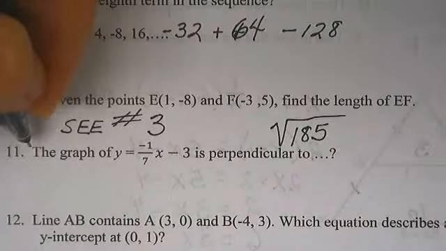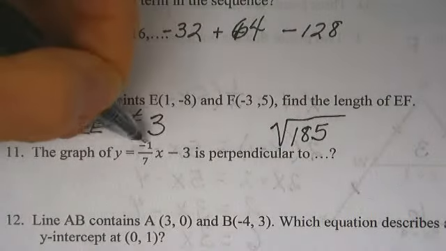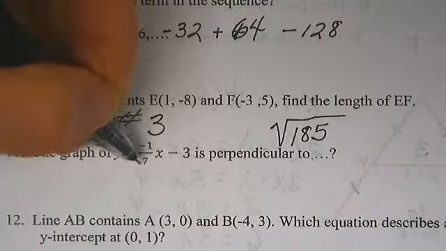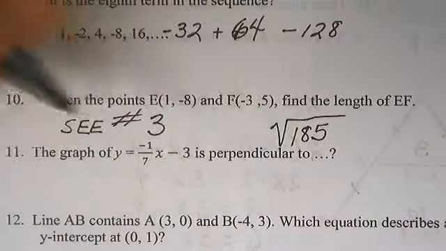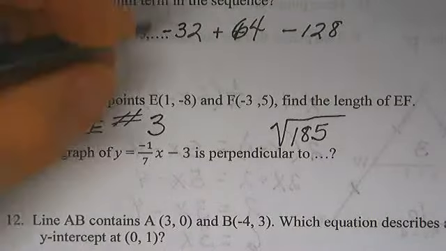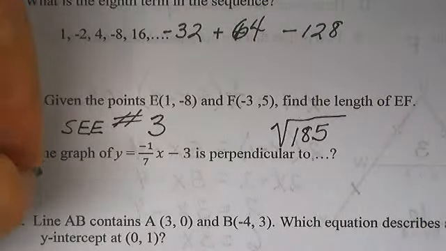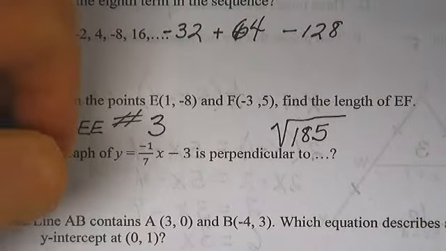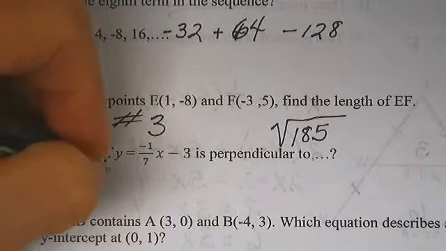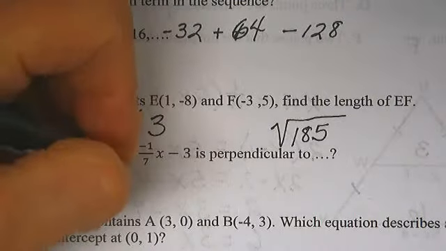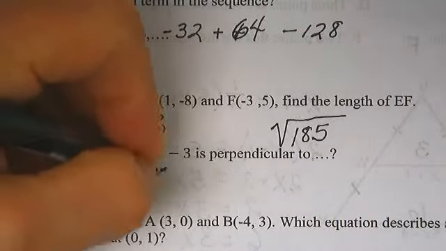11. The graph of y equals negative x over 7 minus 3 is perpendicular to what? We recall that parallel lines have the same slope.